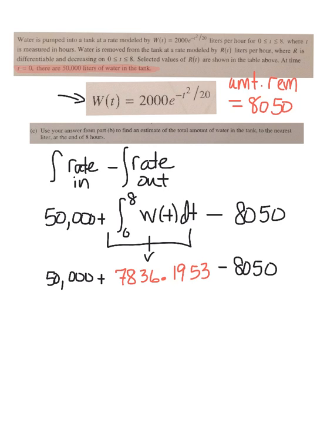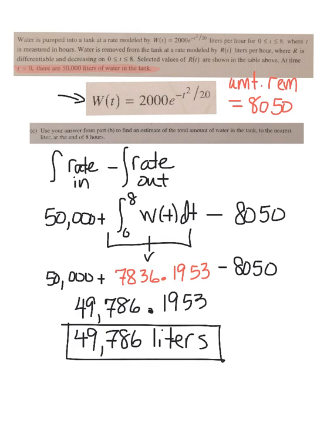All right, so you should see what you get when you put that into your calculator. That's in red. And then we're just going to add the first two numbers up and subtract 8,050 from it, and we will get, let's see, 49,786 liters.